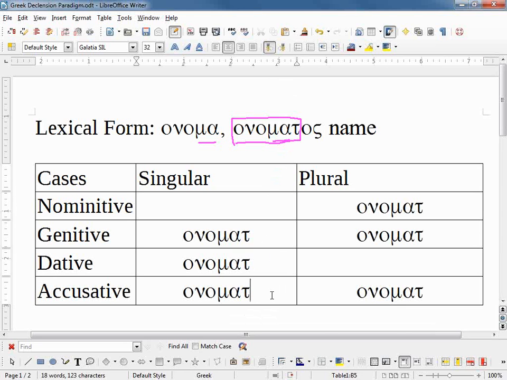And I apologize, I have to actually do the accusative as well. So for the accusative, take that tau off. And the reason why I do that is because remember before with the second declension neuter words, a characteristic of the neuter is that the nominative and accusative are identical. The nominative and the accusative are identical, okay? So what I did with the nominative, I should have done with the accusative, so I apologize for that.